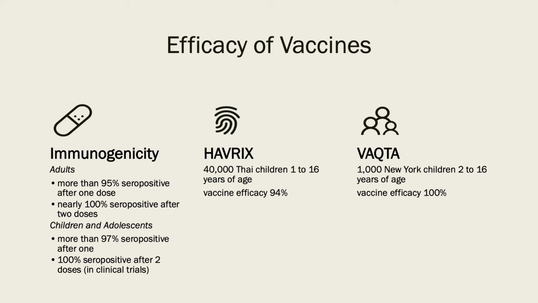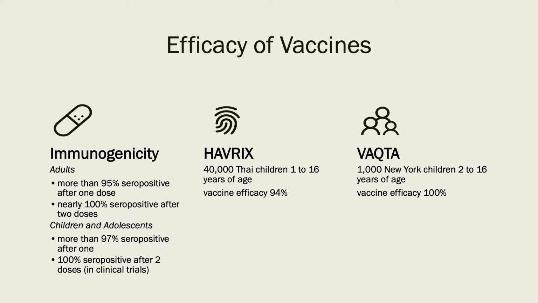In adults, it's been shown that more than 95% are seropositive after 1 dose, and nearly 100% are seropositive after 2 doses. And in children and adolescents, it's even higher, with 97% after 1 dose and 100% after 2 doses. Seropositive is just noting that the antibodies are in the body. So basically, it's extremely effective in getting antibodies into your body so you're able to fight off the virus.